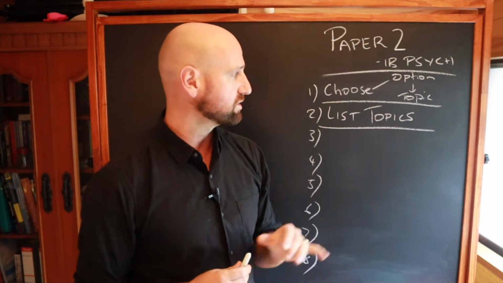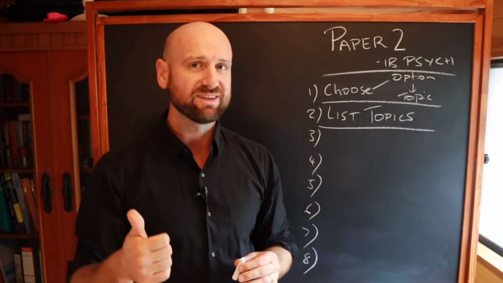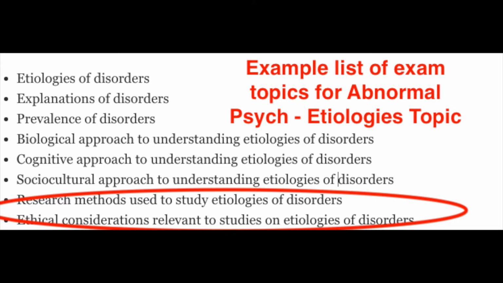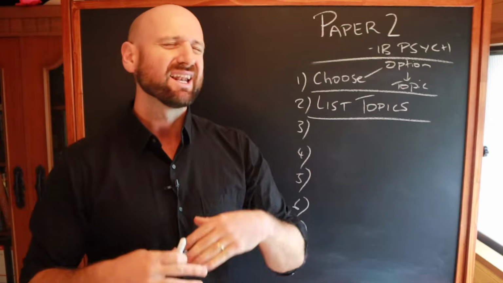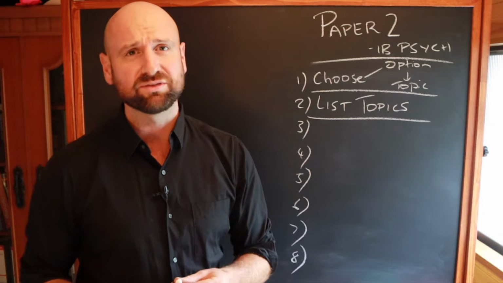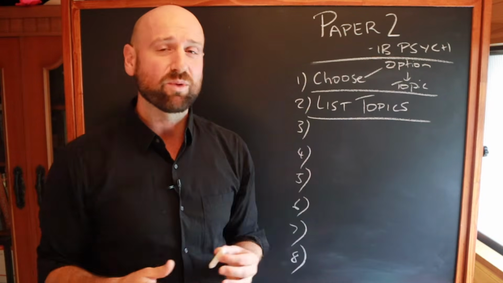Also, research methods and ethics. So for etiologies, I also have to know what research methods are used to understand etiologies and what ethical considerations. Now, this is really clunky, and I'm sorry if that was confusing, but don't blame me, right? It's the way the guide is structured.